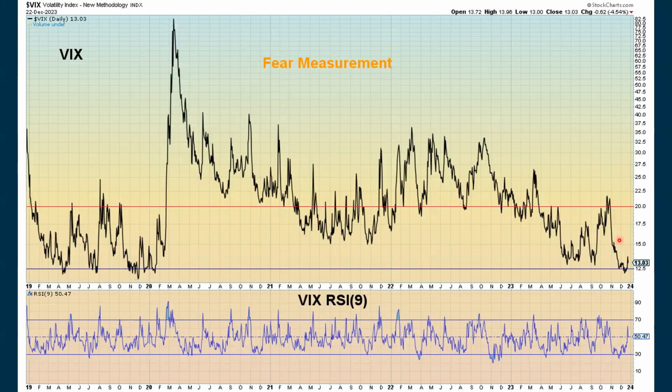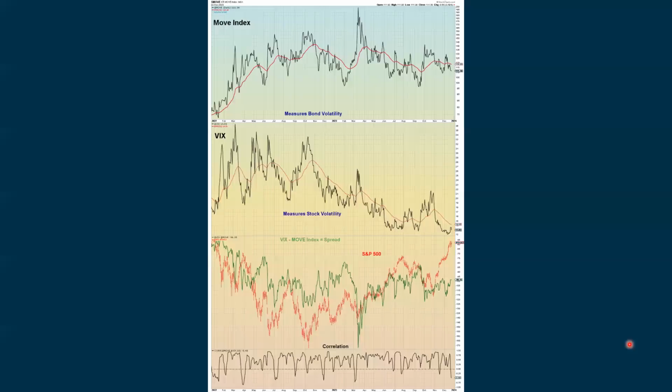Then we also like to measure how fast is the VIX moving. And to do that, I use an RSI based on 9 periods. When the VIX is really moving, we might get an extreme positive or negative reading. Right now, we're just about at the midpoint, so I haven't been including this chart.